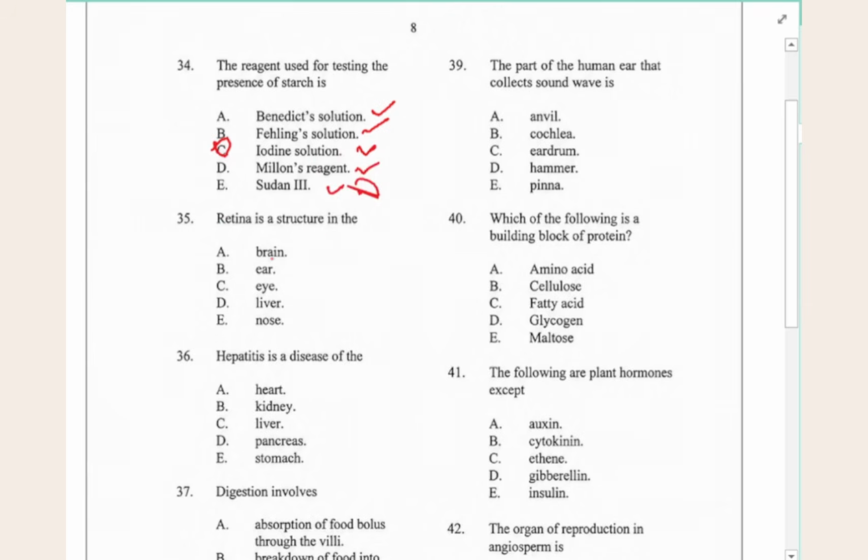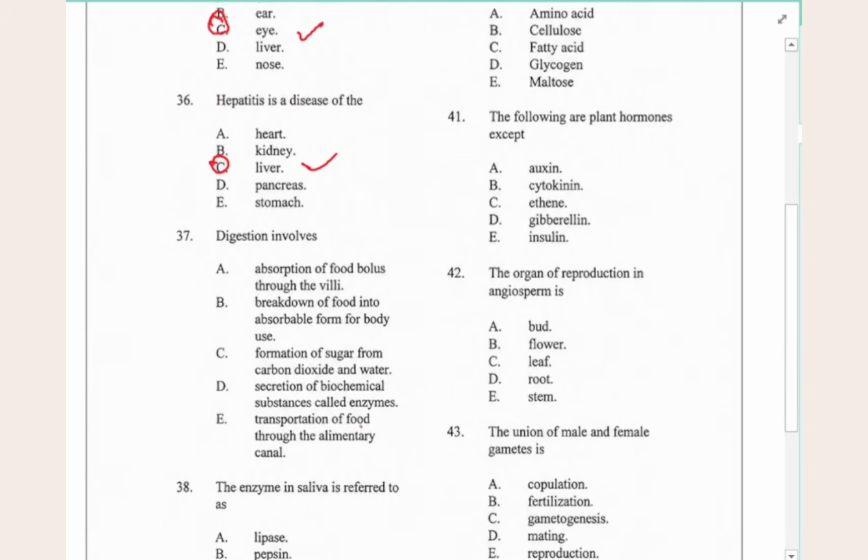Retina is a structure in the eye. So retina is found in the eye. Okay, and then hepatitis, 36, is a disease of the liver. Okay, so take note of that. Hepatitis is a disease of the liver.